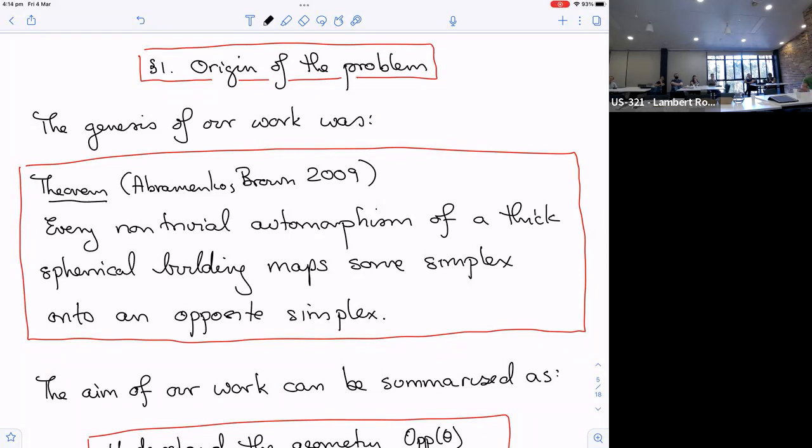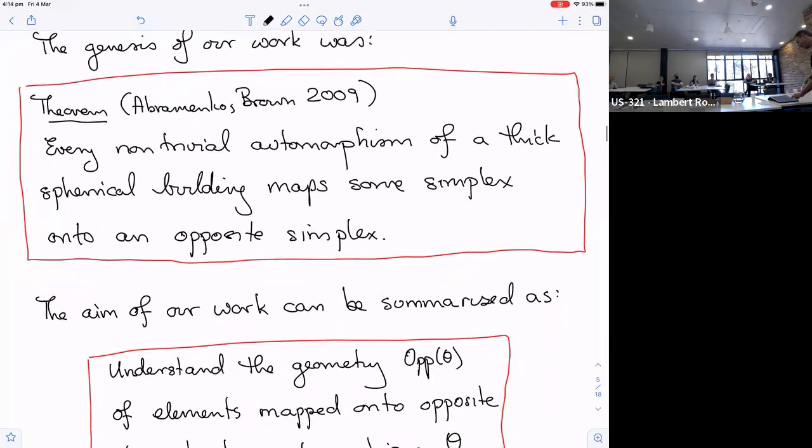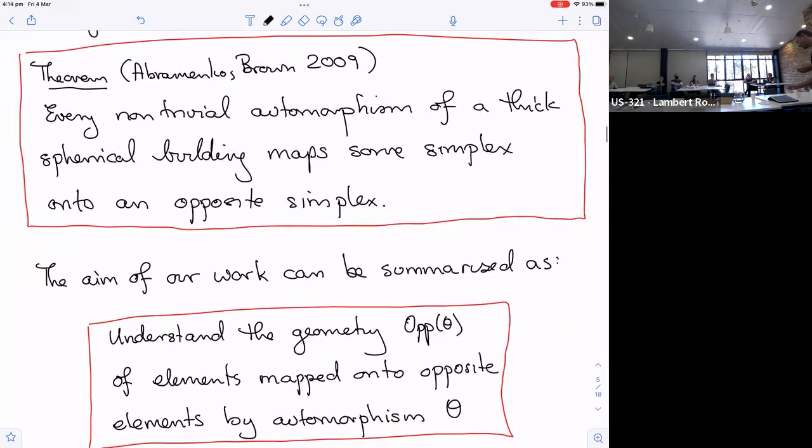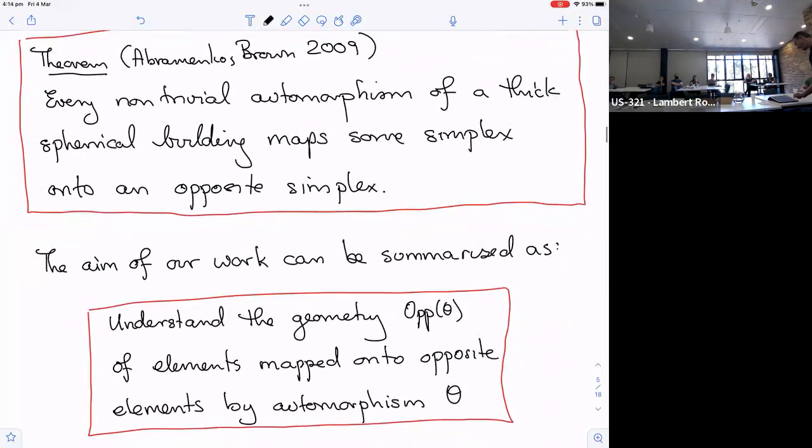But as a corollary of their result, they added at the end of the paper a section where the same techniques that they were using show this result. And really, the aim of our work came out of that. Well, they asked, well, I'll get to it in a second.